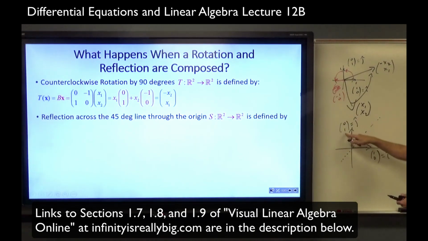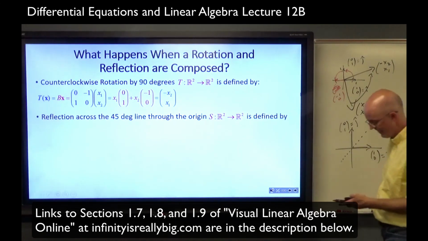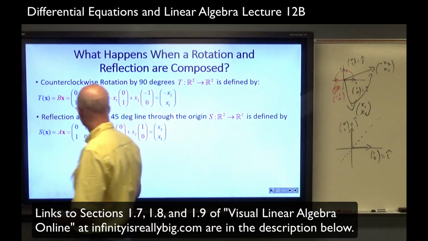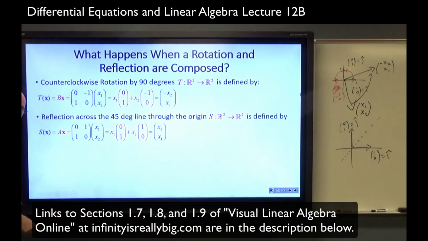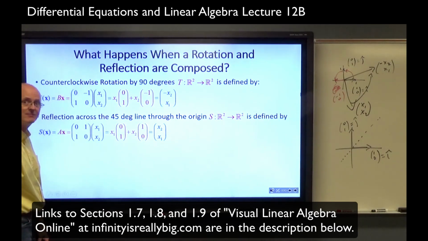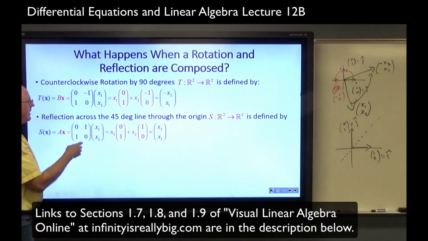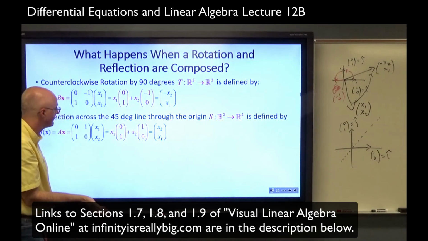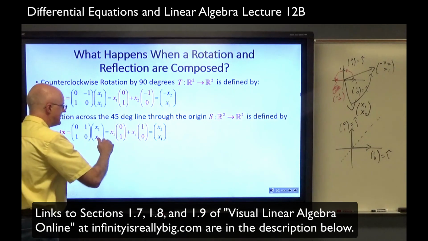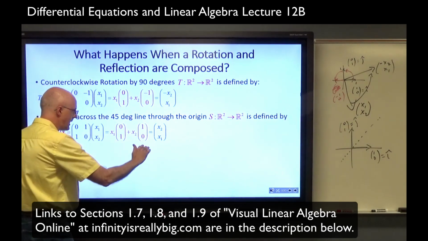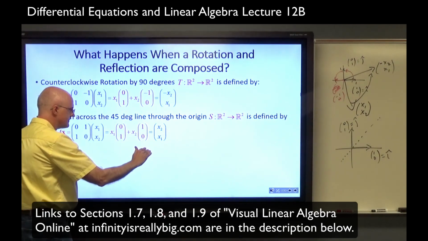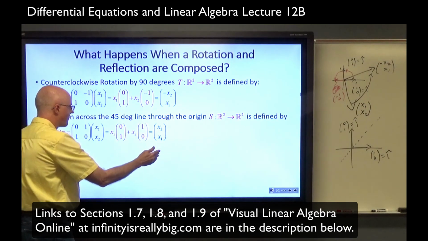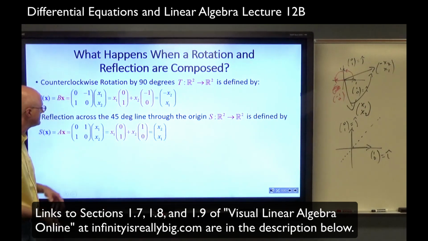So j hat's going to be the first column of the matrix for this, and i hat's going to be the second column. 0, 1 is the first column, 1, 0 is the second column. 0, 1, j hat, is what i hat got mapped to when you do this reflection. 1, 0, i hat, is what j hat got mapped to. Here's the definition: a matrix times a vector is a linear combination of the columns of the matrix. It simplifies to this.